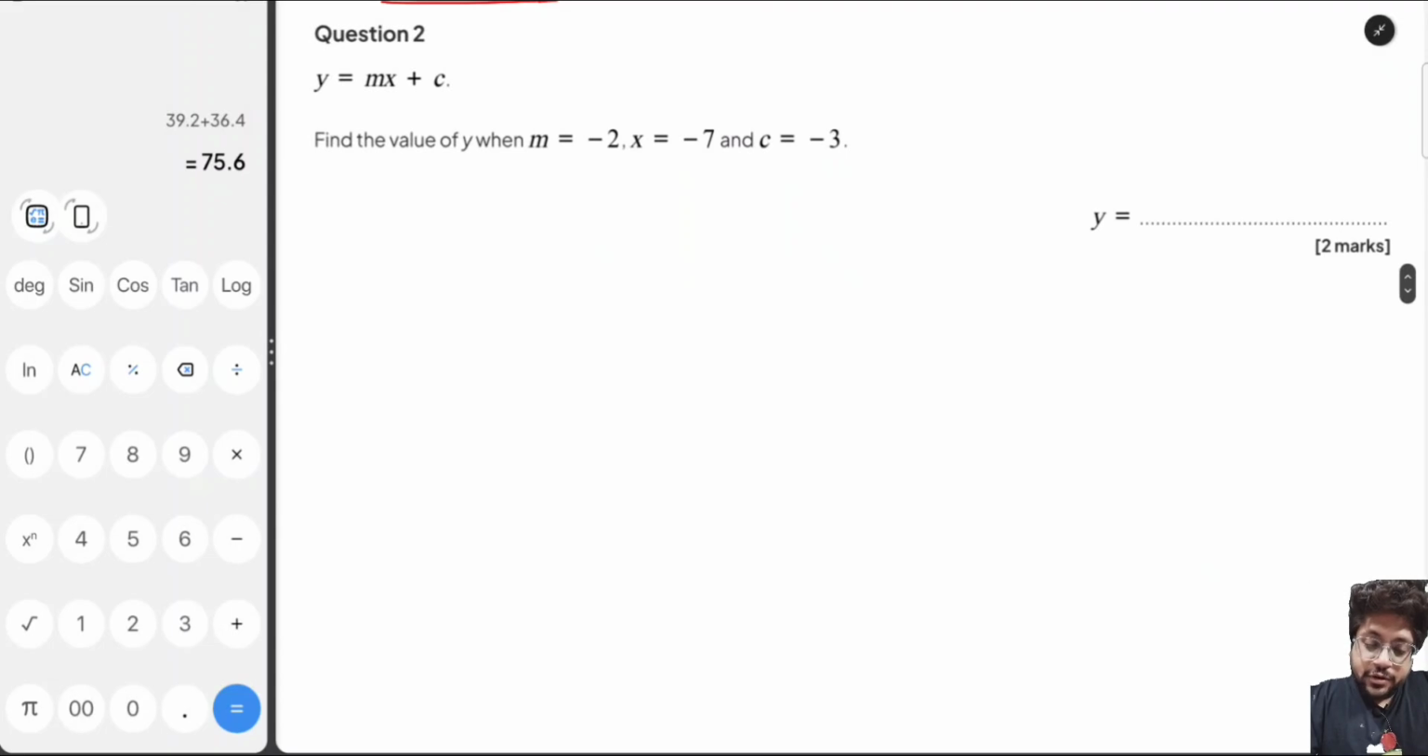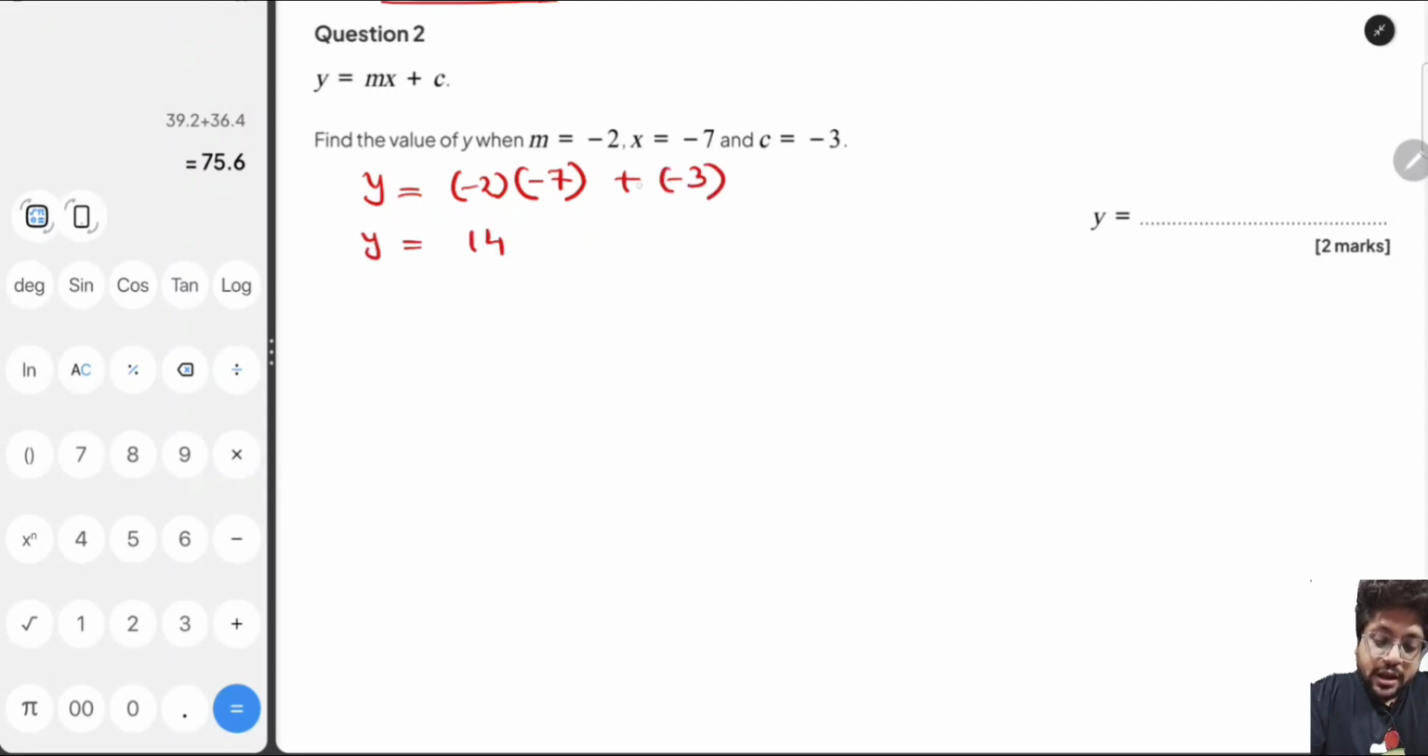Okay, the second question, same kind: y is equal to mx plus c. The values of m, x and c are given. Let's replace them to get the value of y. m is minus 2, x is minus 7, plus c is minus 3. So minus 2 times minus 7 is positive 14, and plus minus is minus, so minus 3. y is equal to 14 minus 3, which is 11. So the answer is 11.